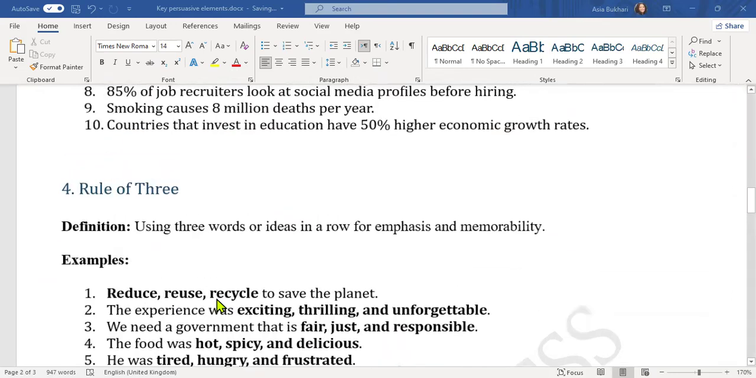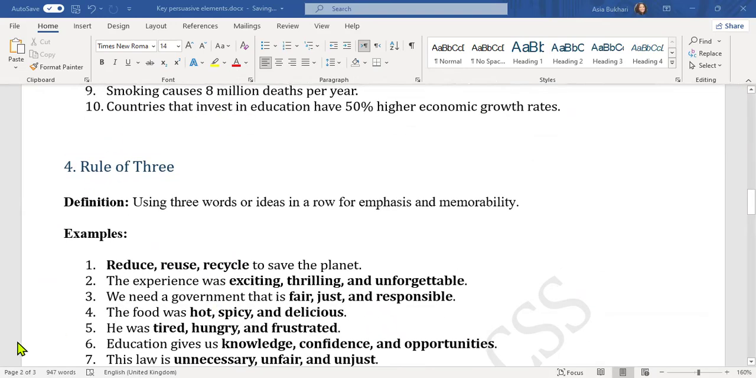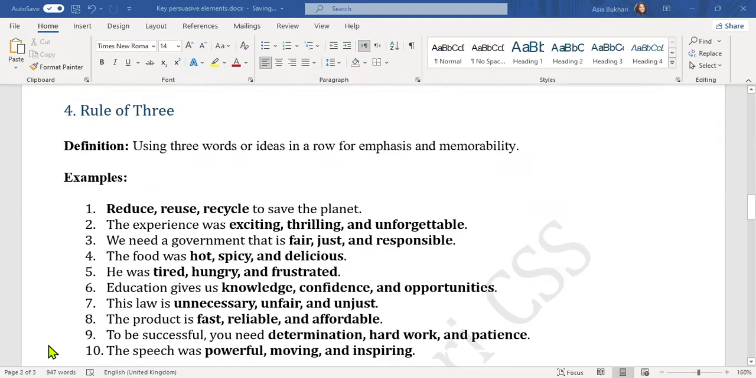Then another very important thing which can be used to create an effect is the rule of three. So it's telling that you can use three words or ideas in a row for good emphasis and for good memorability. For example, look at the first example.